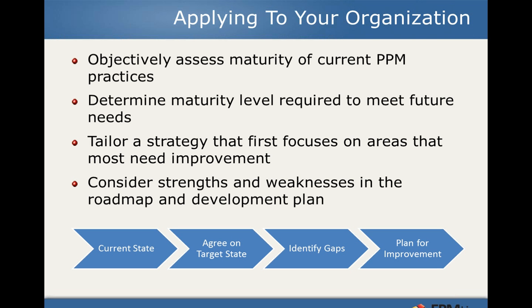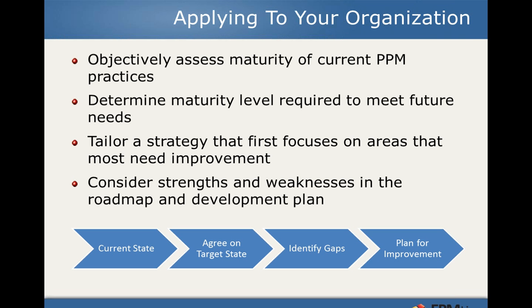And then in that plan, we should consider the strengths and weaknesses in the roadmap and the development plan, meaning what are our strengths as an organization? We don't want to throw the baby out with the bathwater. What are the things that we do well that we want to leverage and keep? What are our weaknesses, or the things that are not working well for us, that we need to improve and enhance to complement our strengths? Those should be factored into the roadmap and development plan.